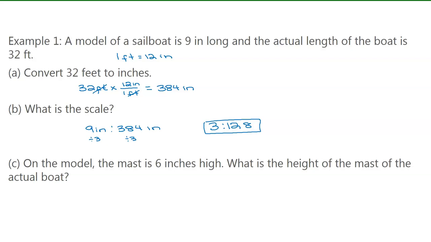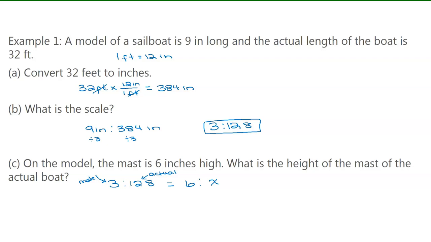So we're going to set up equivalent ratios here. So we'll start by writing the scale, 3 to 128. Now let's remember what this represents. 3 is the distance on the model, and 128 represents the distance of the actual boat. Now I'm going to set that equal to the height of the mast, which is 6, and the height of the actual boat, which I'll say is x.